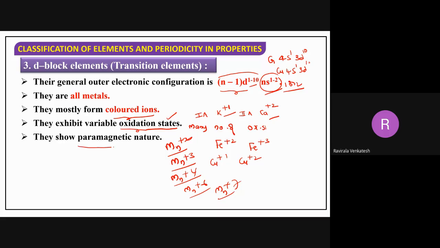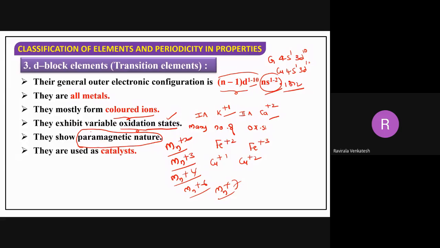Now they show paramagnetic nature. Do you know the meaning of paramagnetic nature? They can act like a magnet. If you place these elements in a magnetic field, they get attracted. For example, iron is paramagnetic in nature and is attracted by the magnetic field. So exhibiting magnetic properties means attracting things. We will discuss that later in 12th class.